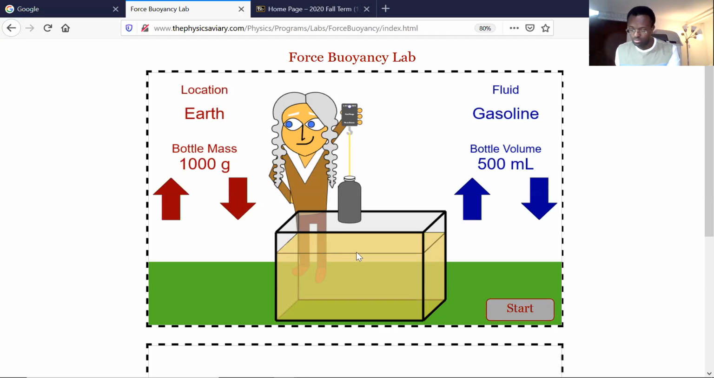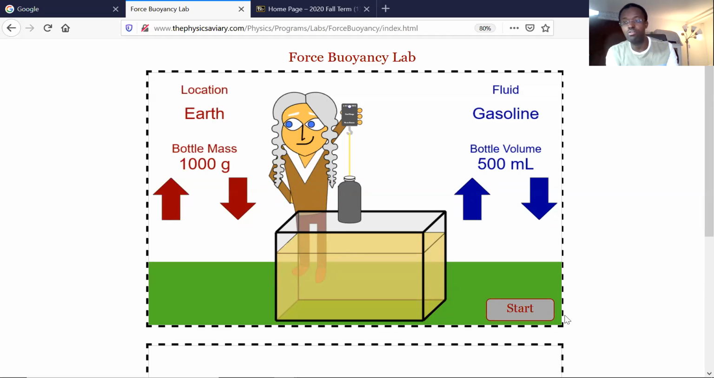So what are we told to do? Click on fluid until it changes to gasoline. Select Earth, so we are on Earth. The bottle volume must be 500 milliliters, which it is. And the mass, 1,000 grams, which it is. Then we need to click on Start and allow enough time for the bottle to be completely submerged and motionless. And the graph shows total time 16 seconds.